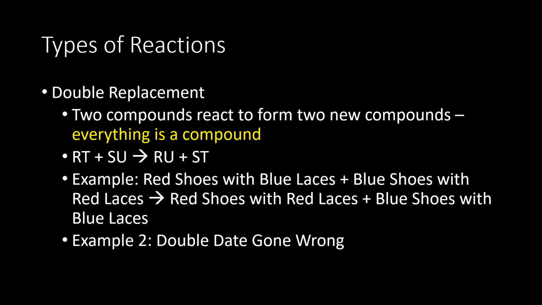Another example you can think of is a double date gone wrong. Couple A arrives together, couple B arrives together, but then at the end, half of couple A leaves with half of couple B, and half of couple B leaves with half of couple A. So they've switched partners and are leaving with somebody different. That is a good example for a double replacement reaction.